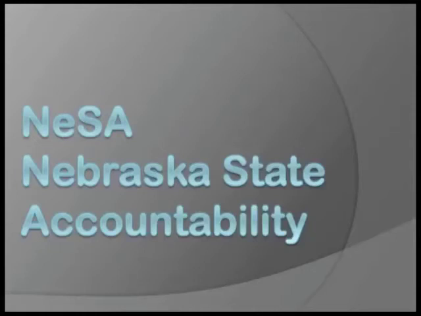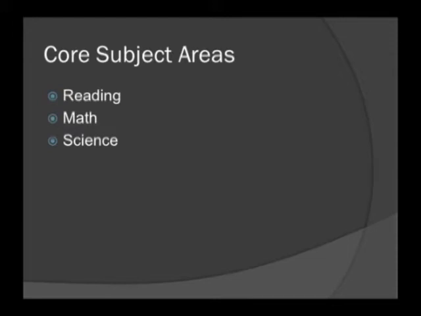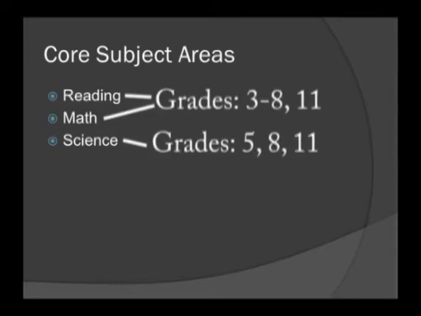With the recent passage of federal and state laws, the state of Nebraska devised a statewide system of assessment, thus the creation of NeSA, Nebraska State Accountability. Within the assessment system, 3 core areas are being tested. Those areas are reading, math, and science. The grade levels that are being assessed are grades 3 through 8 and grade 11.